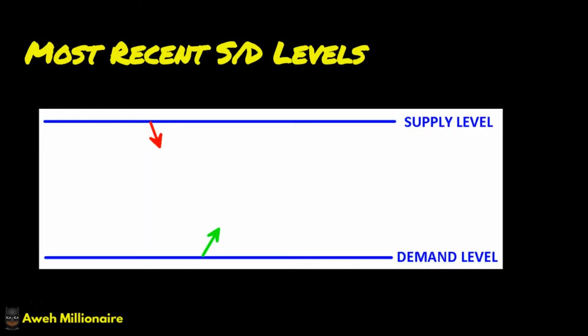The supply level being the price level where price comes down or where price decreases, and the demand level where price increases or price goes up. So you always want to look at where's the most recent supply level, where's the most recent demand level, which level did price come off most recently, and obviously which level is price going to test most recently. And this is again based on the most recent supply and demand levels.